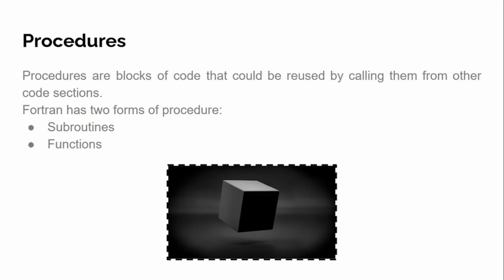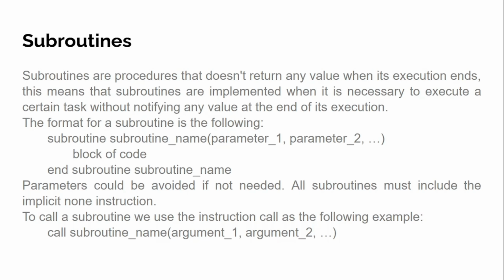Procedures. Procedures are blocks of code that could be reused by calling them from other code sections. Fortran has two forms of procedure: subroutines and functions. Subroutines are procedures that don't return any value when their execution ends. This means that subroutines are implemented when it is necessary to execute a certain task without notifying any value at the end of its execution.